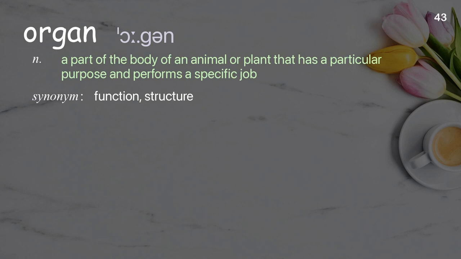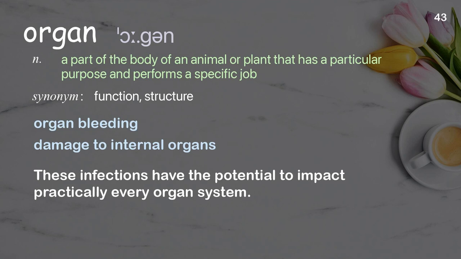Organ: a part of the body of an animal or plant that has a particular purpose and performs a specific job. Examples: organ bleeding, damage to internal organs. These infections have the potential to impact practically every organ system.